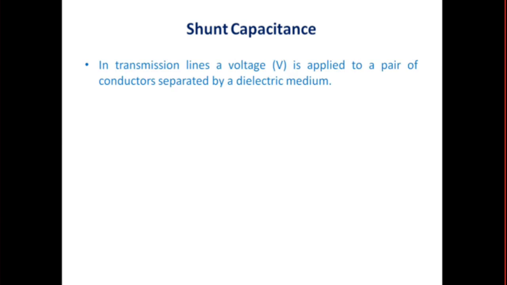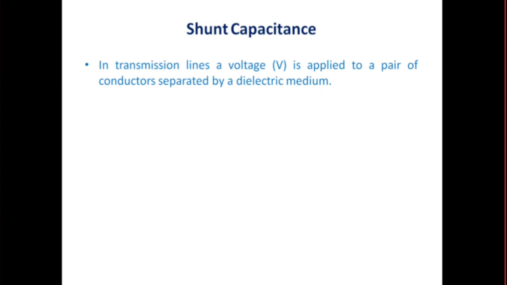The next parameter which we have to calculate is the capacitance. Normally, when you consider a transmission line or a cable, it will be arranged such that two conductors will be separated by an insulator, which is a dielectric material. So normally when you consider a transmission line or a cable, the capacitance effect will exist.